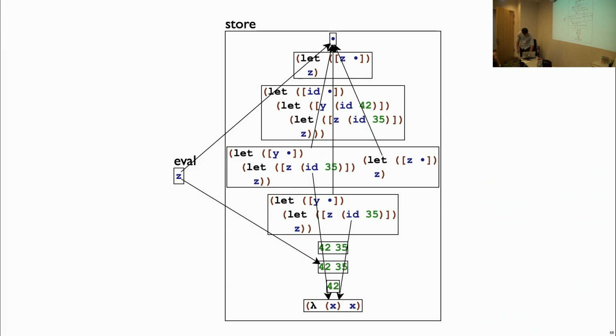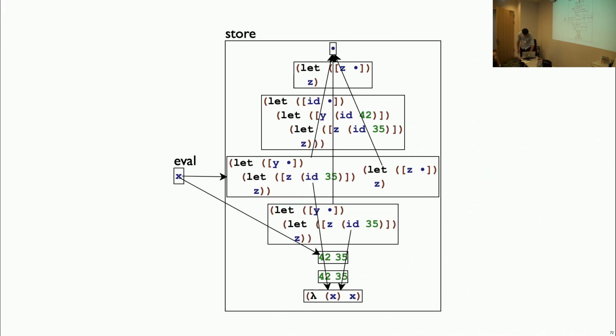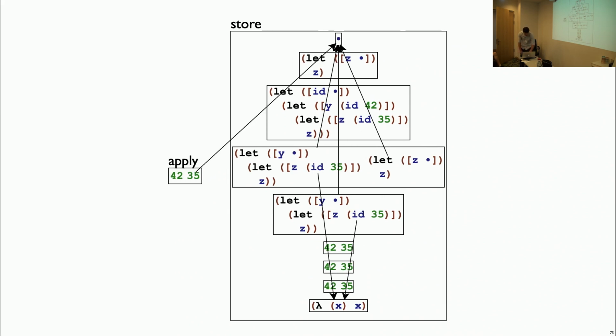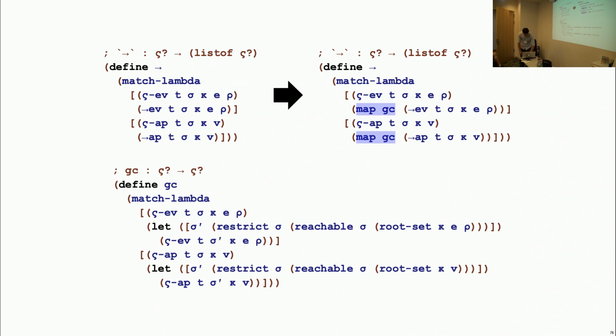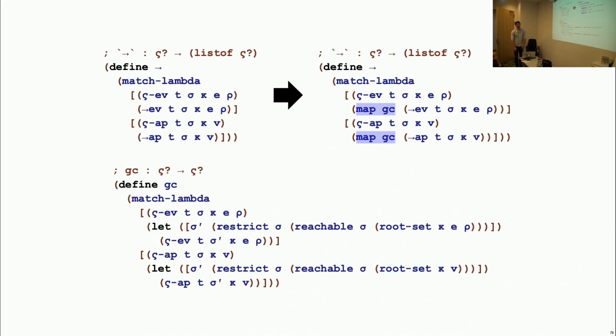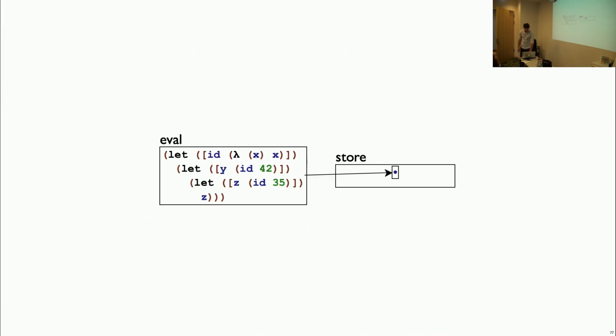OK. And so we end up exploring some infeasible paths, paths that would never arise in the real program, and then the result is imprecise too. According to our analysis, this program could result in 42 or 35. Okay, but we have a continuation. It's store-allocated, but we still have access to it. So we can apply garbage collection to it, just like we can with a regular interpreter. And so if we do that, the story changes.